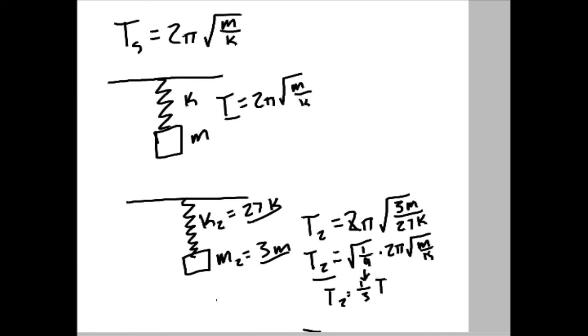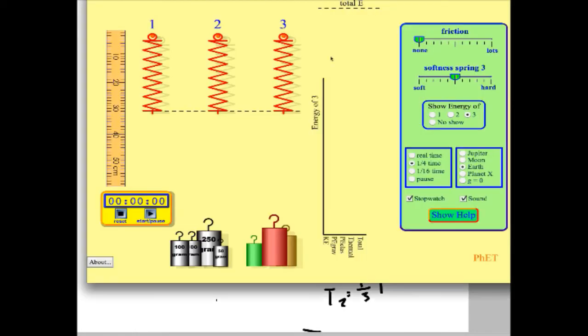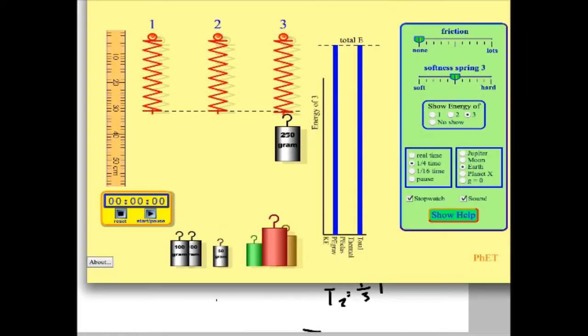In other words, this mass is oscillating much faster. So even though it's got more mass, my spring constant is 27 times as large, which means my spring is having much more force act on that block than before. Because of that, it's oscillating at a much greater rate. And we can see that with our springs here.